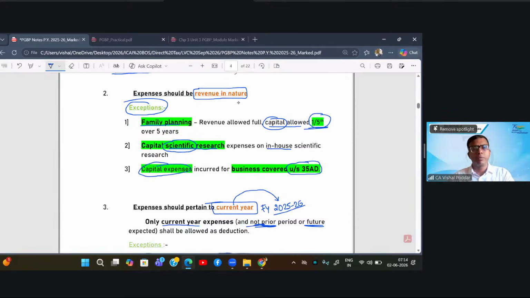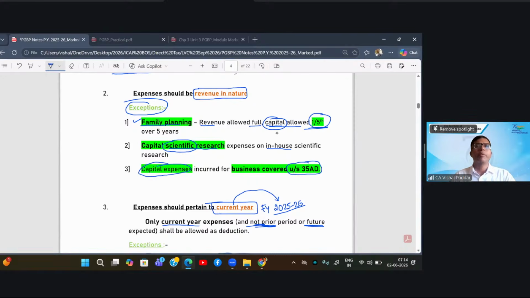Second simple condition, golden rule is expenses should not be capital in nature. Since we are doing computation of a revenue head, the expenses should also be revenue in nature. So capital expenses not allowed as deduction. This is the general rule. Now exception to this rule is first, you are doing expenses on family planning. If you have incurred revenue, you can take full deduction. Now, this is again only for companies.